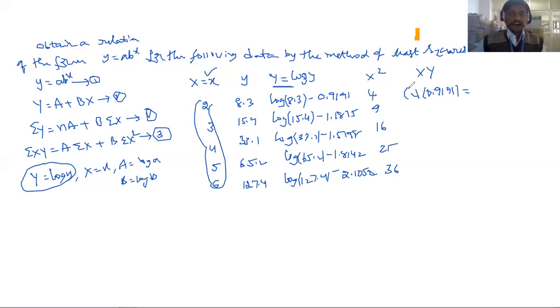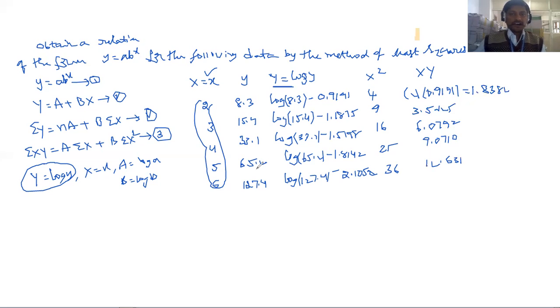Here we are applying capital XY. So 2 into 0.9191, here we are getting 1.8382. And next one in the same way, 3 into 1.1875, that is nothing but 3.5625. And next value we are getting 6.0792, and next 9.0710, and next 12.631. Just by multiplying 3 into this value, 4 into 1.5.